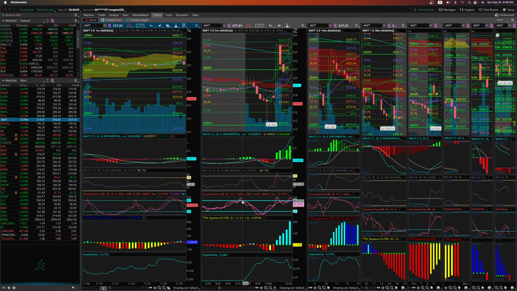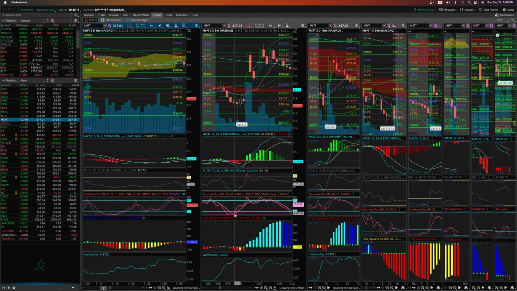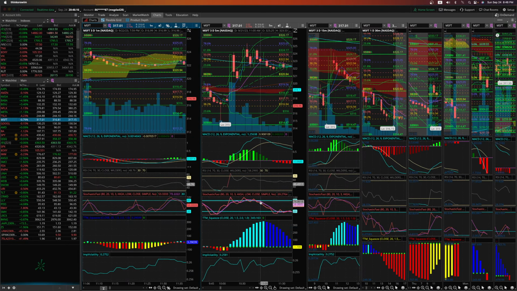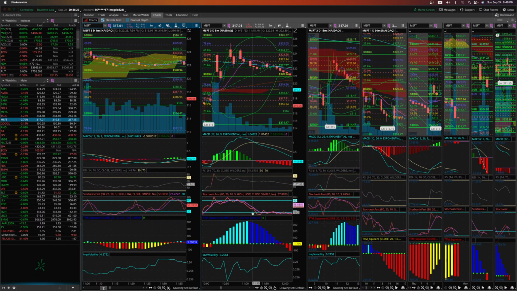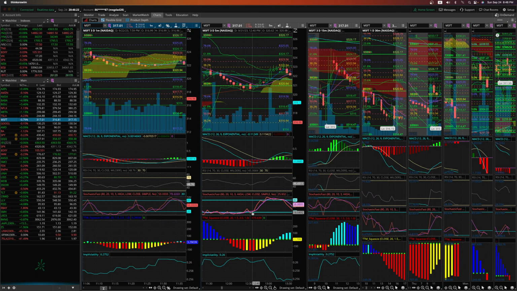So you can see here, for example, the stochastic fast was downward in the bottom part. It went to the top part. It stays there a little bit, then it starts rolling down. Once it rolls down, that means direction is changing. It can go lower, consolidating, or change of direction.